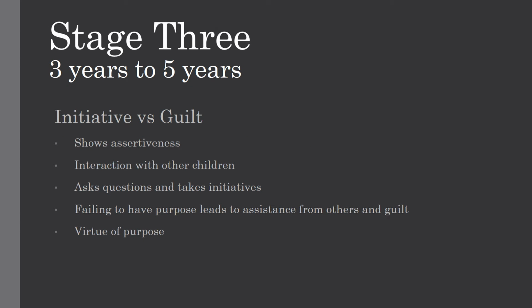Stage 3, 3 years to 5 years: initiative versus guilt. During this stage, the child begins to plan and initiate activities with others, and they create interpersonal skills. The child should show assertiveness as they interact with other children. Also during this stage, the child asks questions and begins to start doing things on their own.